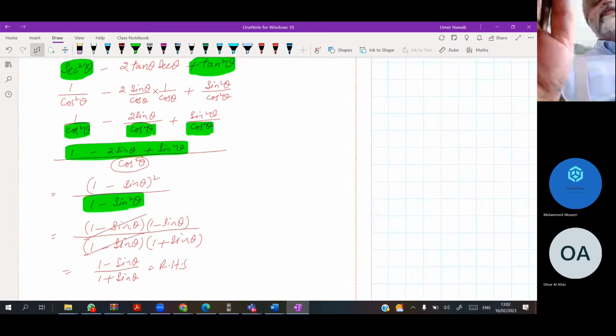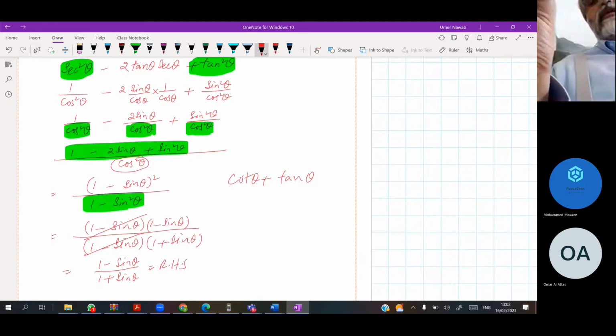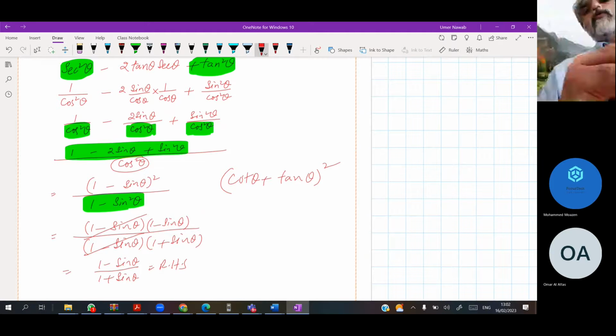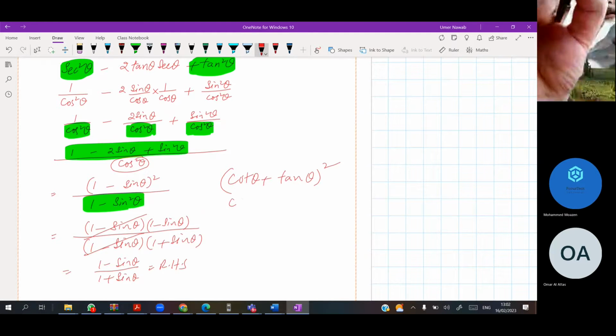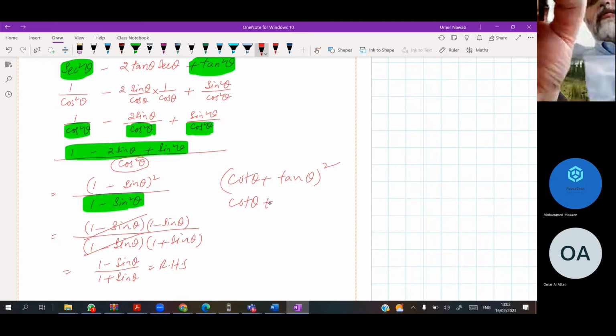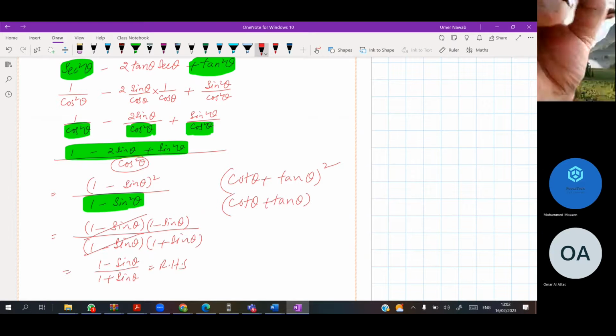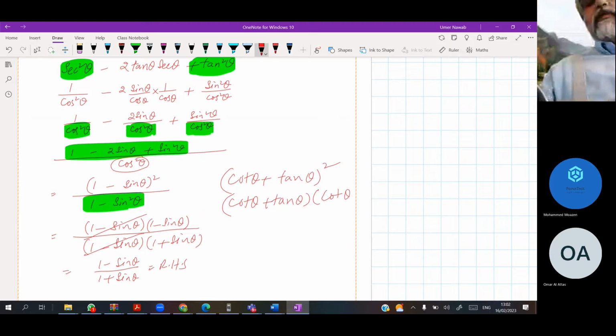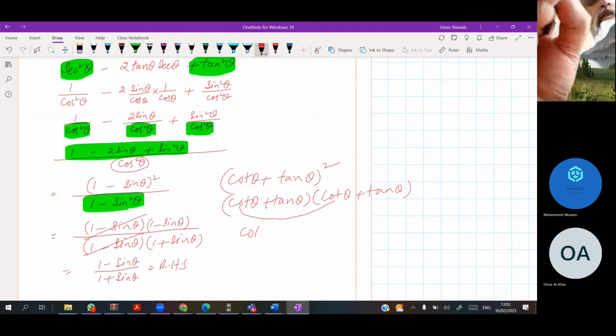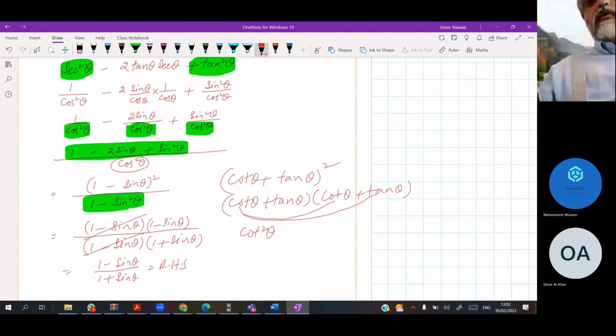So suppose if you get in the exam cot theta plus tan theta whole squared. Don't worry, guys. You need to write the same bracket, cot theta plus tan theta. Again, you write cot theta plus tan theta. And then you need to multiply them. Cot times cot is cot squared theta. Cot times tan theta. And then tan times cot.